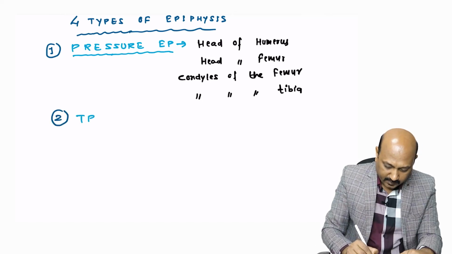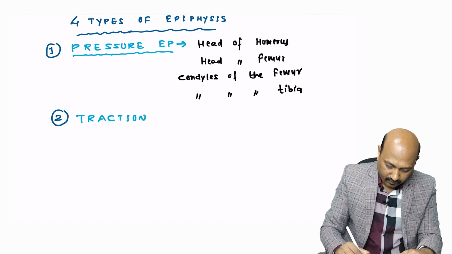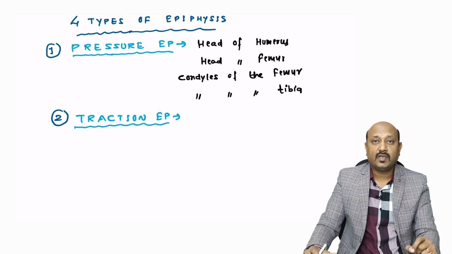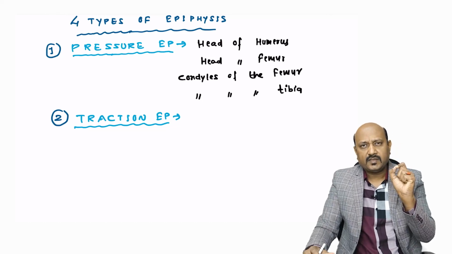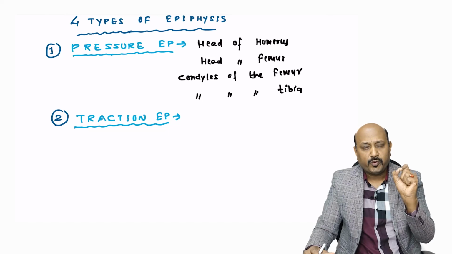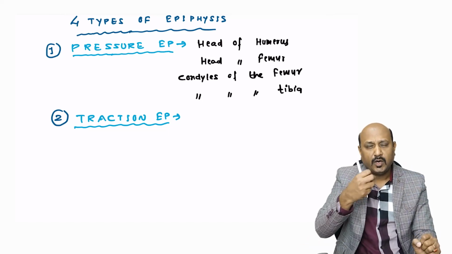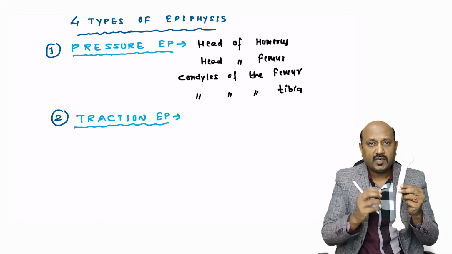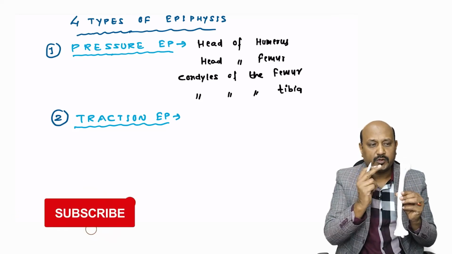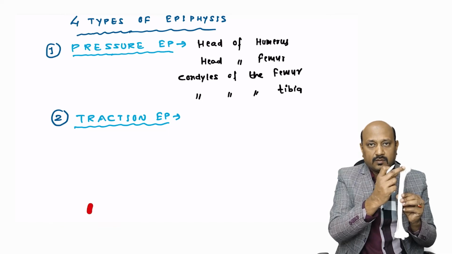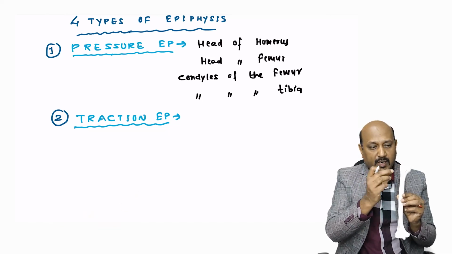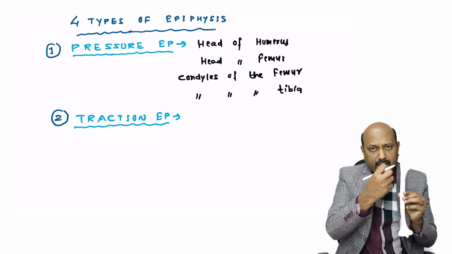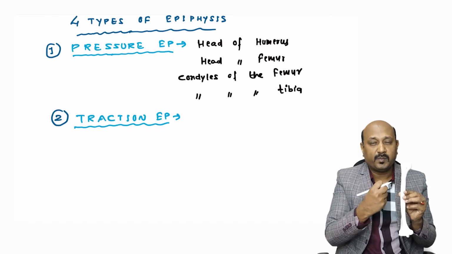The next epiphysis is known as the traction epiphysis. So another type is the traction epiphysis. What is traction epiphysis? Traction epiphysis is that part of the epiphysis which develops due to the continuous pulling or traction of a tendon or ligament. So if you see the upper part of the humerus, you can appreciate there are two projections: one known as the lesser tubercle, and another known as the greater tubercle. These two projections develop due to the continuous traction or pulling of the tendon of a muscle.